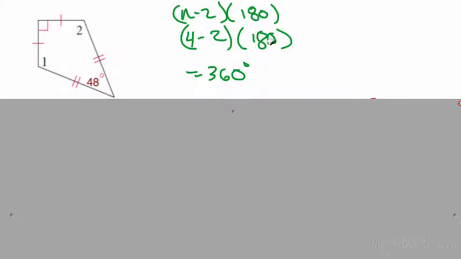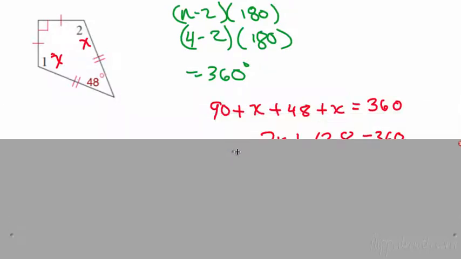So 4 minus 2 times 180, that'll give you 360 degrees. And so now I can write a formula: 90 plus angle 1, which we don't know, so I'm going to call that x. Angle 2 is also x because they're congruent. So 90 plus x plus 48 plus x should equal 360.